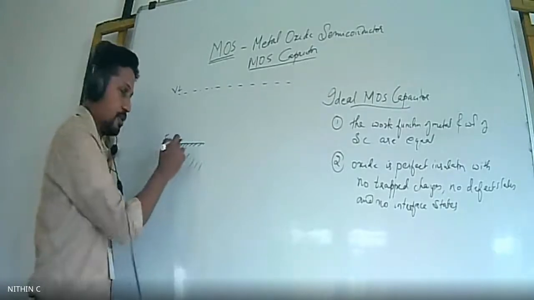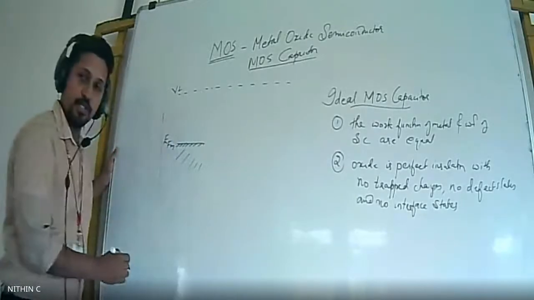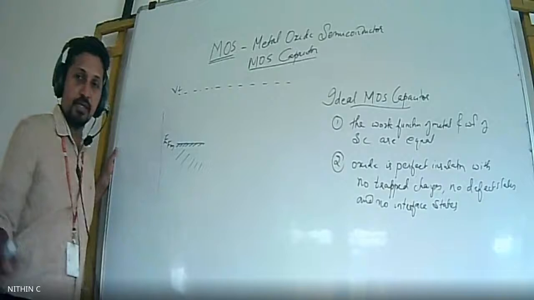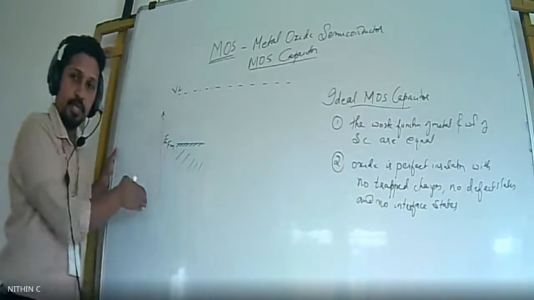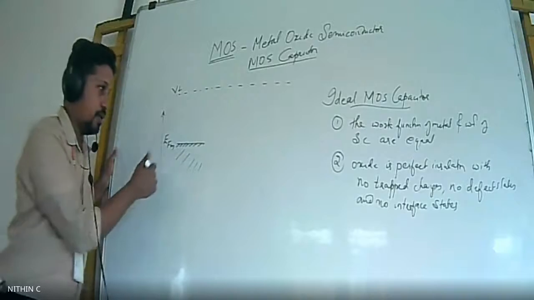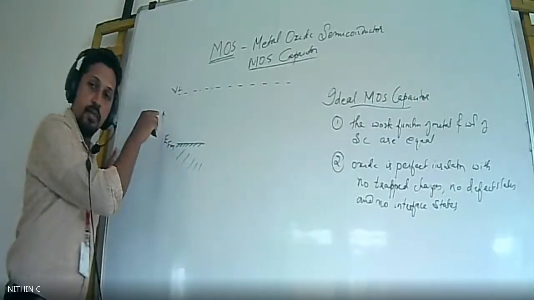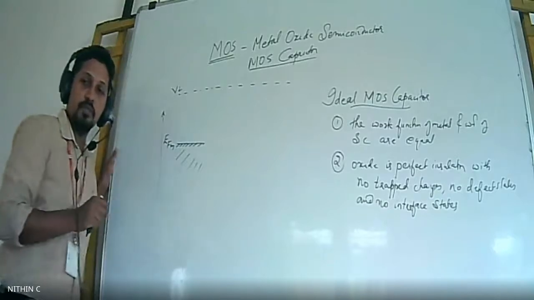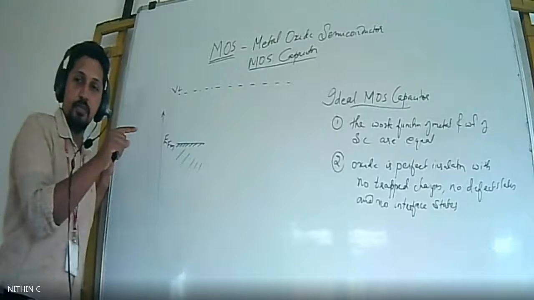In the energy band diagram, we are plotting the energy of electrons. You should remember this basic thing: that is what we mean by an energy band diagram. So EFM represents the maximum energy of an electron in that metal.